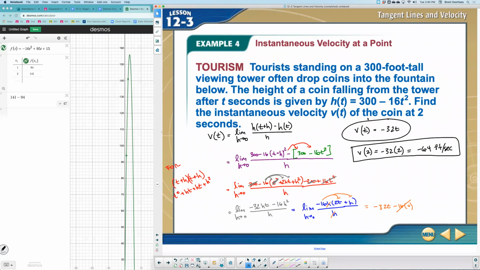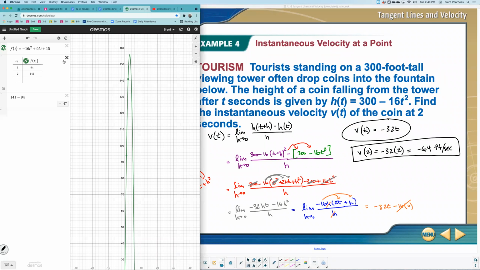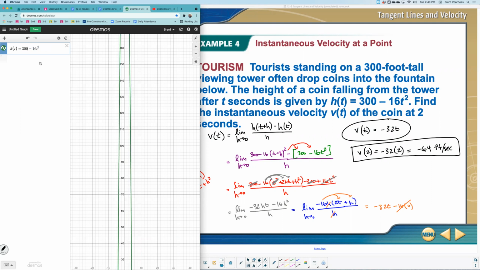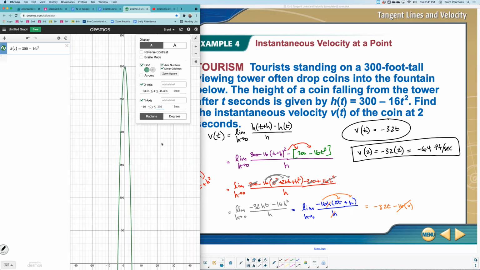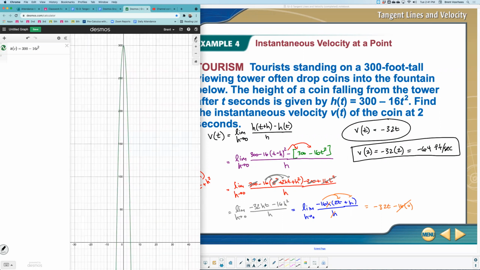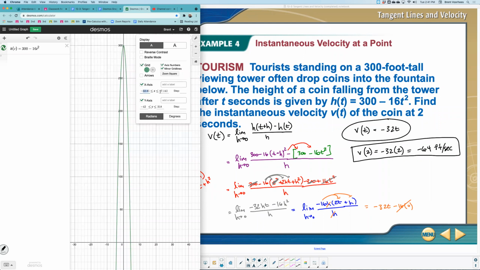Now, if you are wondering what this velocity has to do with this, this is the tangent line. Let me make that connection for you. If we looked at h of t being 300 minus 16t squared, I'm going to set this so the lowest value is negative 10, and we're going to go up to 350 so we can see above this graph. There we go. And let me change the x-axis. We don't need to see that far wide.